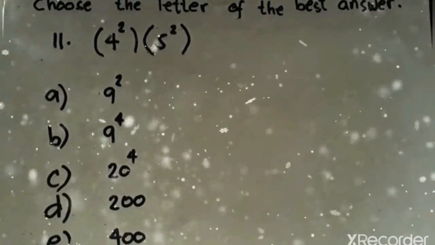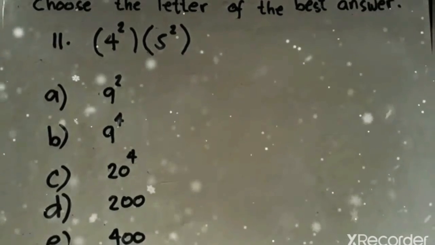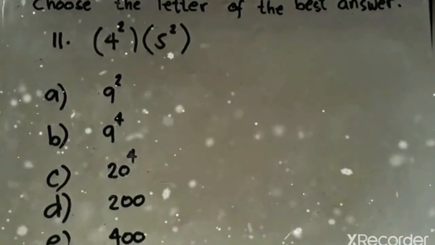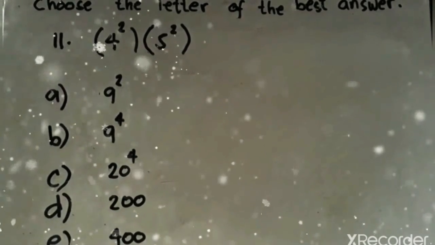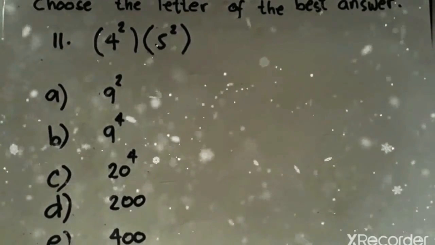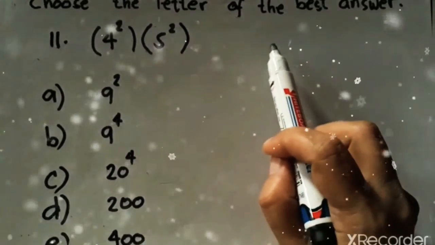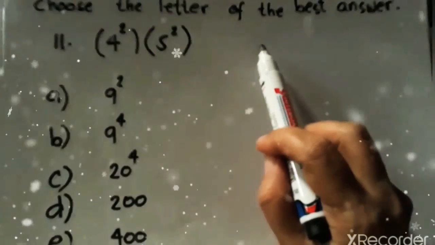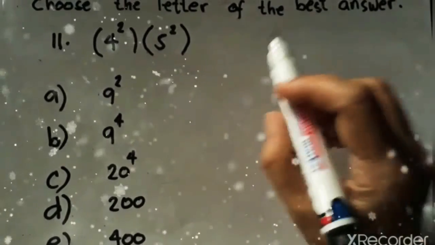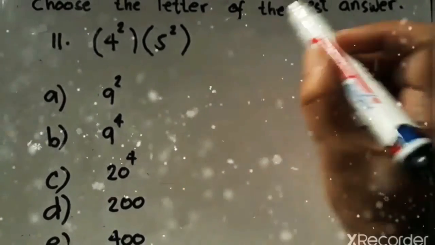Here's number 11 of our compiled set questions for UPCAT, ASSET, DUST, and SASE. Okay, choose the letter of the best answer. Number 11 is to simplify 4 squared times 5 squared. Expressions like this have different bases but similar exponents. So just multiply the bases and then copy the exponents. Our bases here are 4 and 5. So multiply 4 and 5.